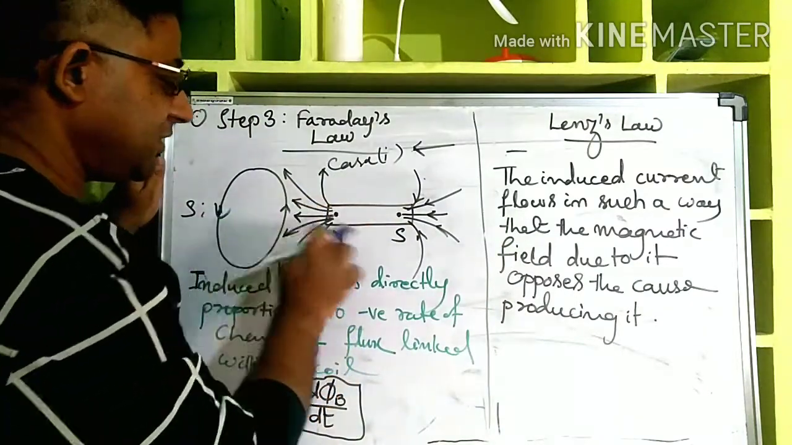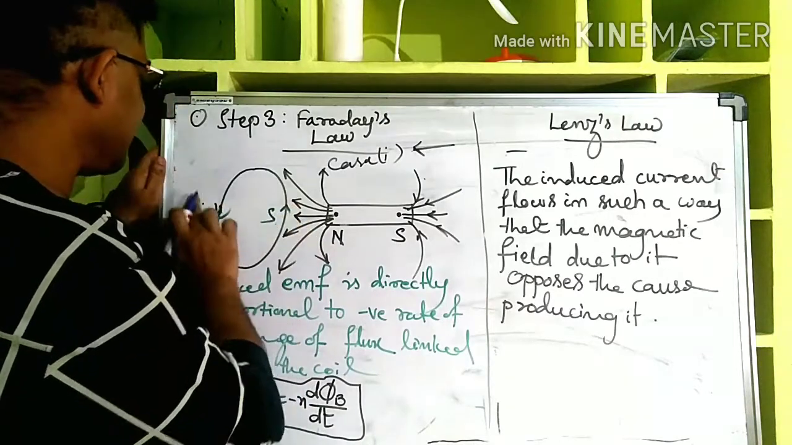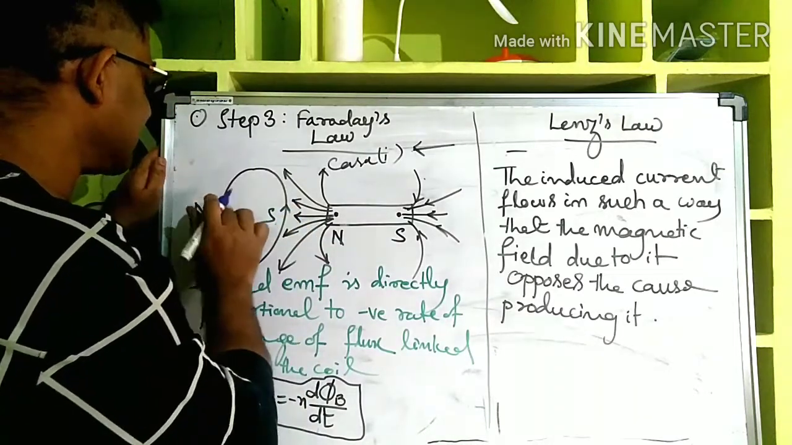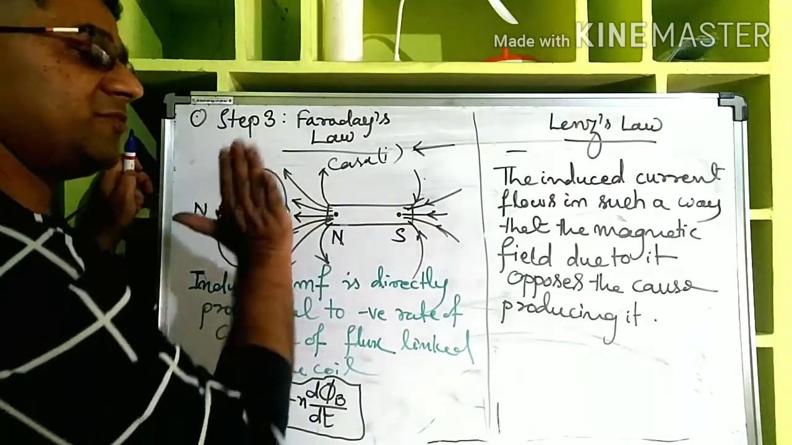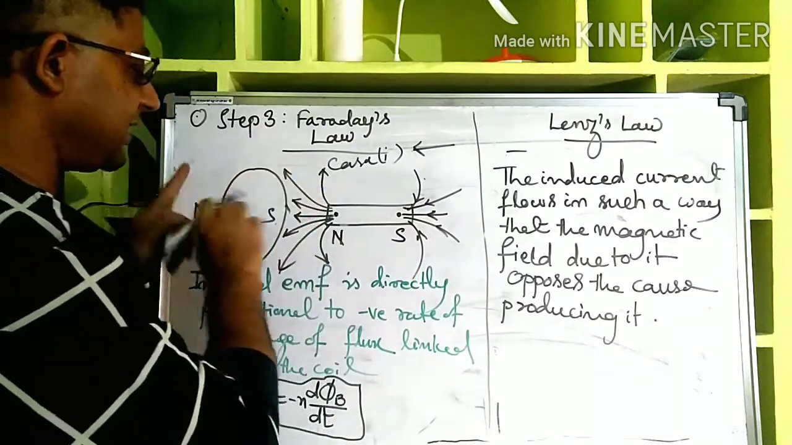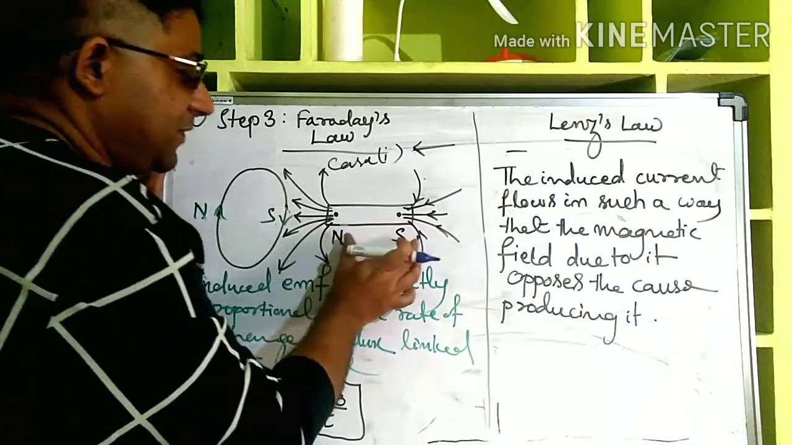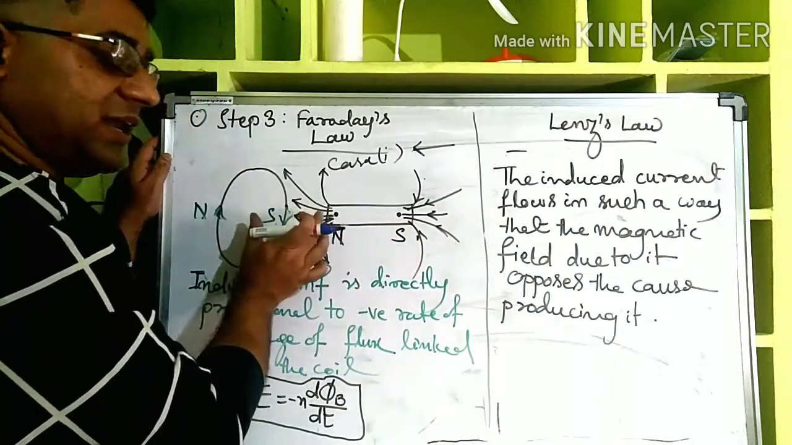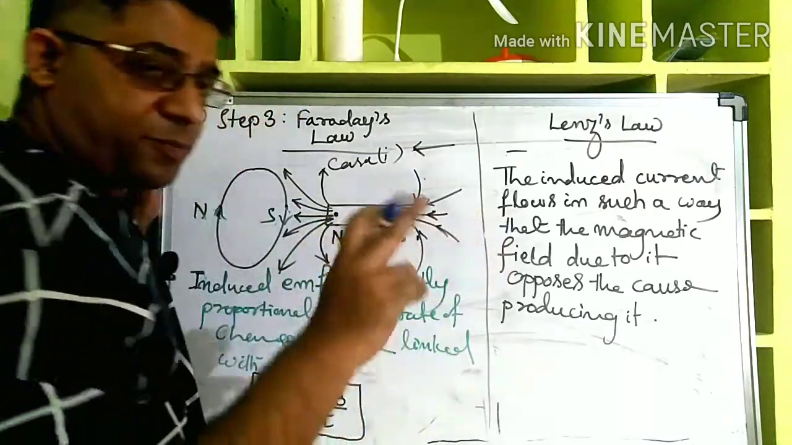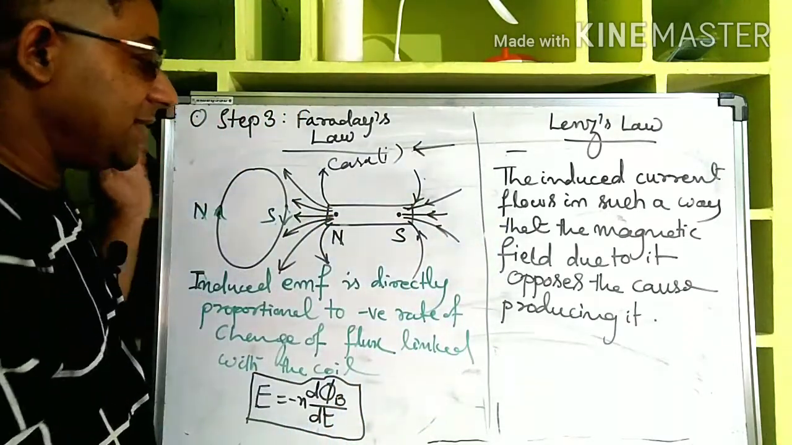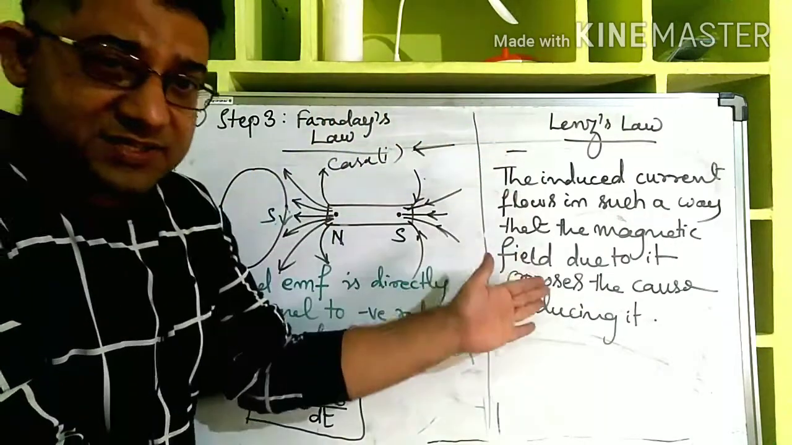So this side, which was north, will now act as a south and this side will act as a north. Then if you keep your thumb towards north, the curling of your fingers will show the direction of the current, right? If the north pole is coming towards the coil, the current flows in one particular direction. If it is taken away, the current flows in the opposite direction. Now you have understood what Lenz's law is.